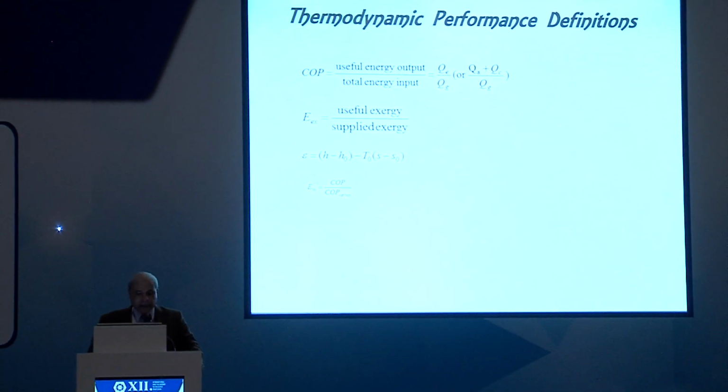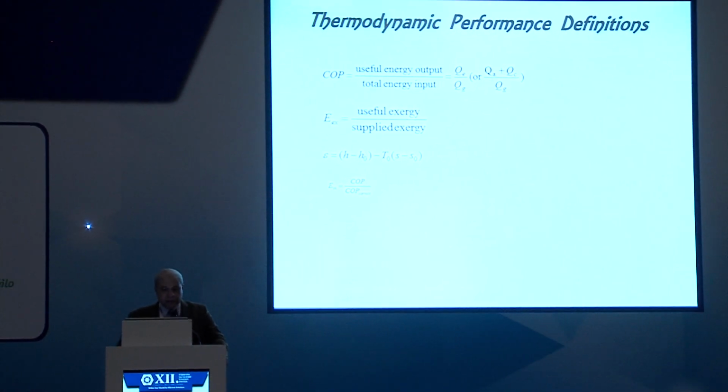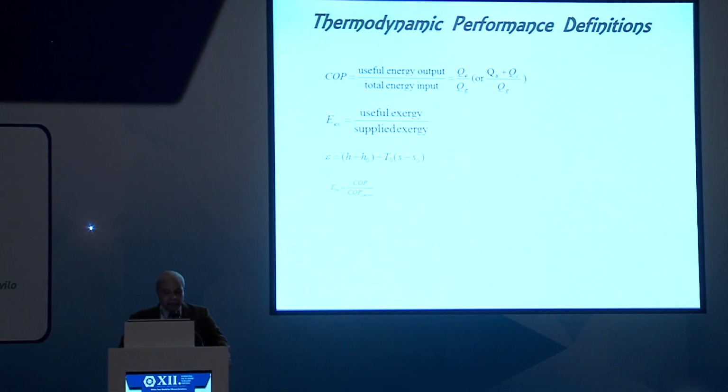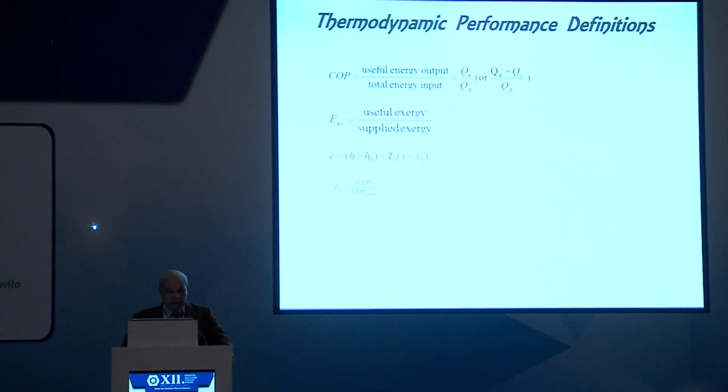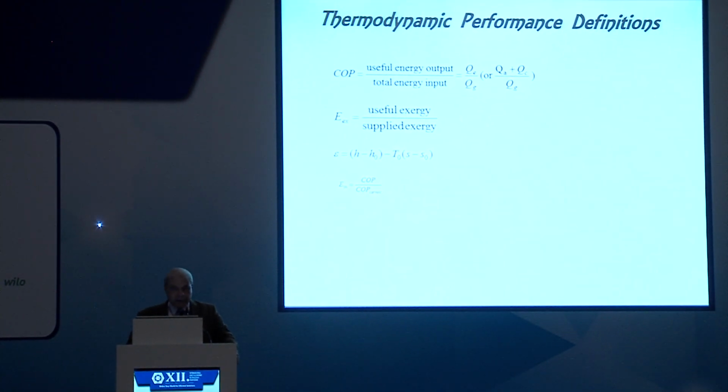Then the second law efficiency, and that's the very last line, is sometimes referred to as the ratio between the coefficient of performance of a given system divided by the coefficient of performance of a Carnot system operating at the same temperature level. Then there's the exergetic efficiency, which is defined as the useful exergy divided by the supplied exergy.